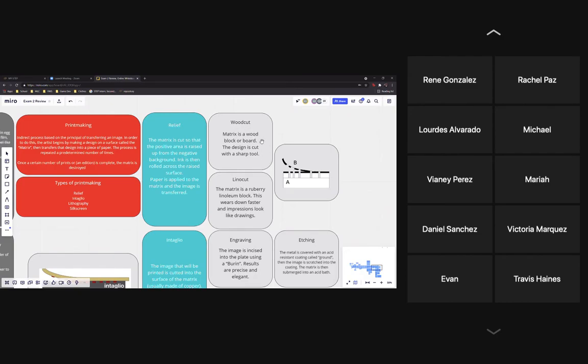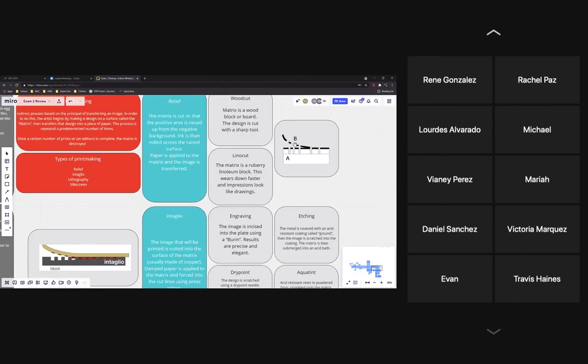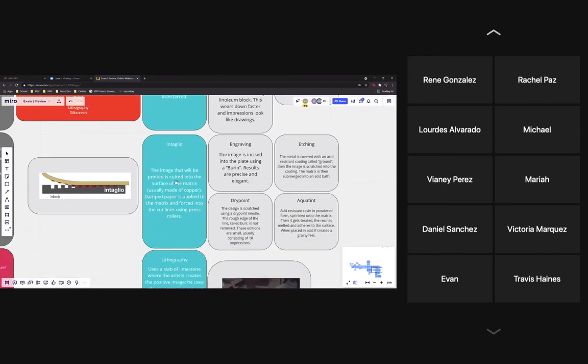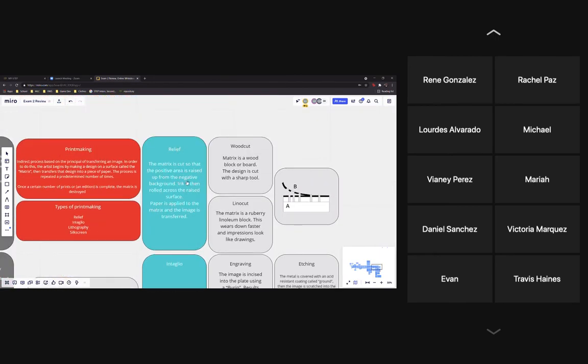The only difference between those two is what the matrix is made of. The matrix in woodcut, it's just like the name says, it's wood, and the matrix in linocut is going to be a rubbery linoleum block, right? So linoleum, woodcut, right? But yeah, that's pretty much all of those. Let's move on to intaglio. And Elliot already said what intaglio is. That's going to be the opposite of relief, right?